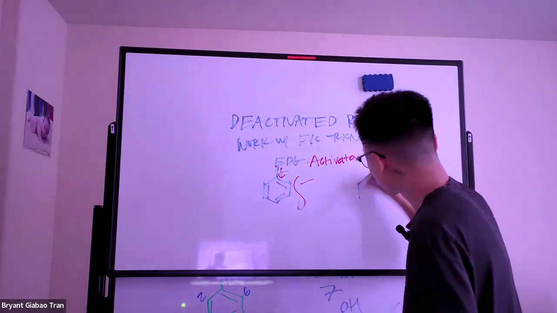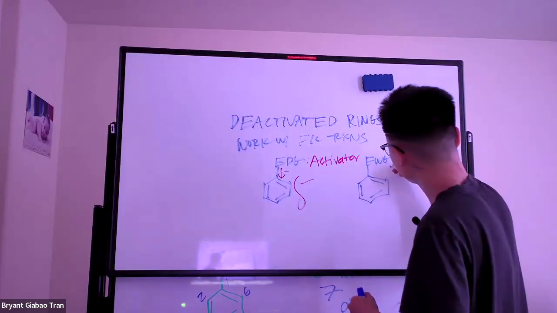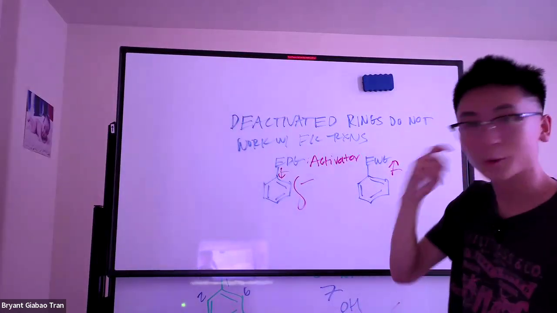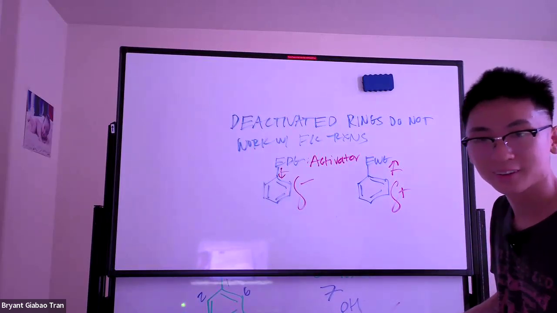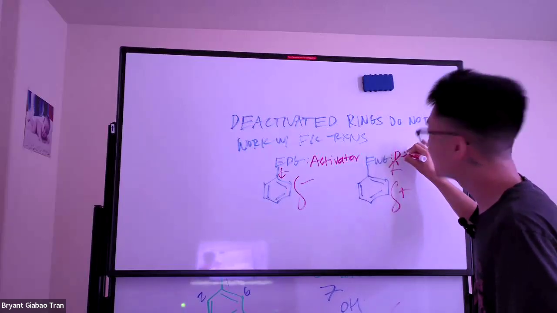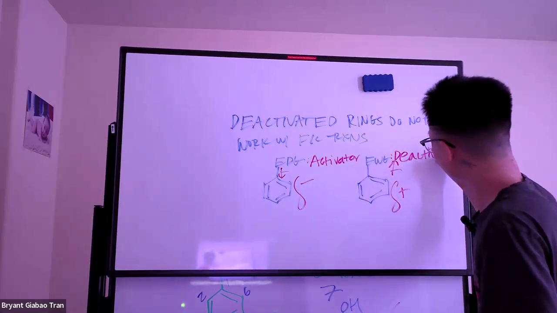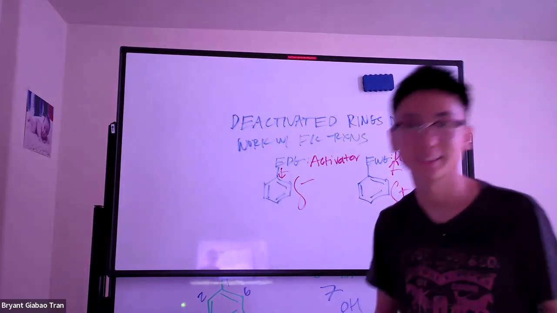But what is an EWG? What does an EWG do to the ring? Withdraws electrons from the pi system. And does that make the pi system more positive or more negative? More positive. And is this a stronger nucleophile or weaker nucleophile? Weaker nucleophile, which makes an EWG a deactivator. So if there are EWGs on the ring only, then Friedel-Crafts reactions will not happen.